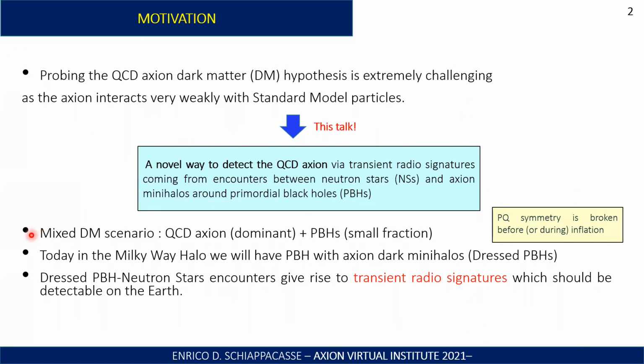We are proposing a mixed dark matter scenario composed of a dominant part of dark matter in QCD axion plus a small fraction in primordial black holes. Then we expect to have today in the Milky Way halo the presence of dressed primordial black holes, I mean axion dark minihalos around primordial black holes. Then we expect encounters between neutron stars and dressed primordial black holes to give rise to a transient radio signature due to the resonant axion-photon conversion in the neutron star magnetosphere. In principle, the signal may be detectable on Earth based on the sensitivity of current and prospective radio telescopes.